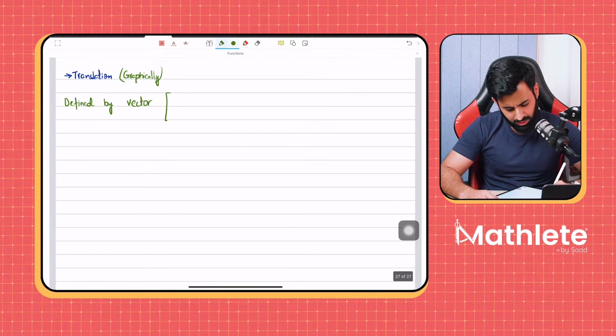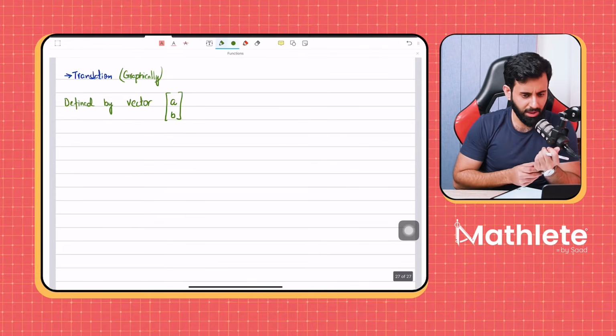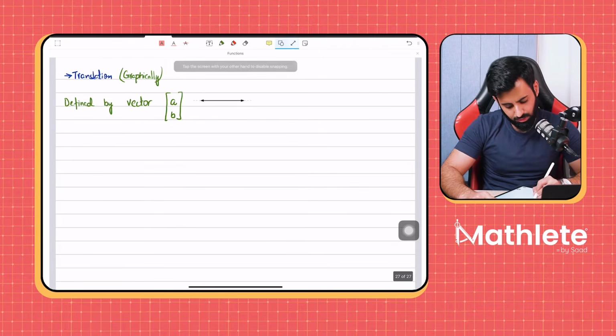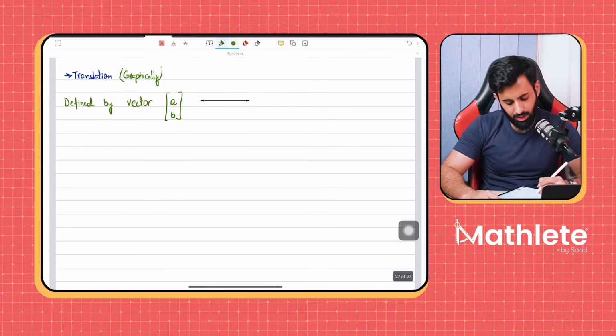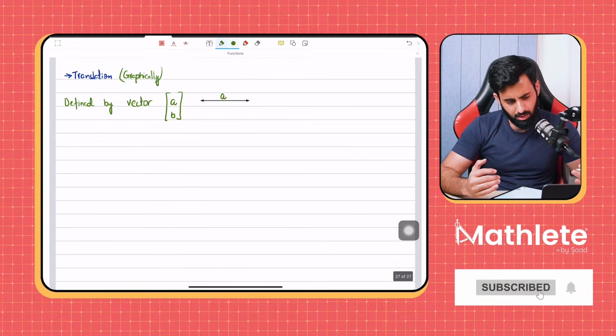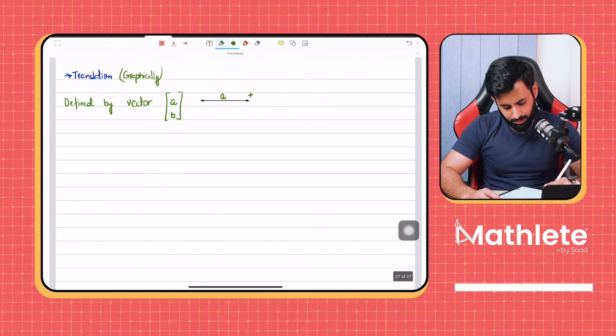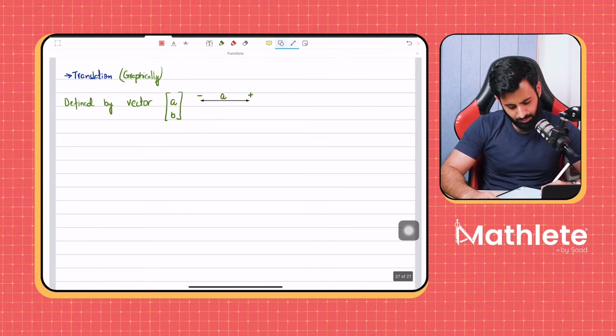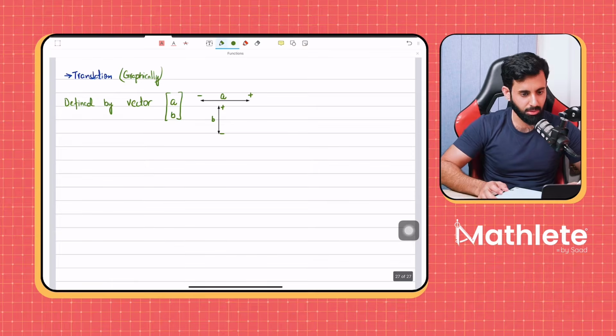But what does the vector look like? It looks like this, A B. Okay. Now the question is, what's A and what's B? So A decides how much the curve or the shape is going to move horizontally. Okay. So A decides how much your curve, normally we're going to be dealing with curves, is going to move horizontally. So if it's positive, it's going to move towards the right. If it's negative, it's going to move towards the left. Okay, quite understandable. And then B, on the other hand, decides how much it's going to move vertically. So if it's positive, it's going to move up. If it's negative, it's going to move down.